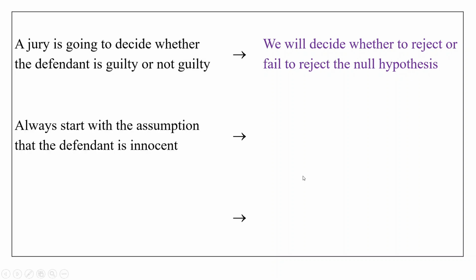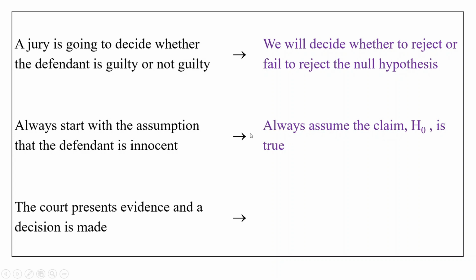The other analogy is that the jury will always start with the assumption that the defendant is innocent. Right? You've heard the phrase innocent until proven guilty. And that's what we do in our significance test. We always assume that the claim, the null, is true, and we're trying to find evidence against the claim. Just like a court presents evidence and a decision is made, we present evidence through sample data and we find the p-value, and then we make a decision based on that p-value. So that is why the courtroom analogy is a great way to think about errors and power in a significance test.